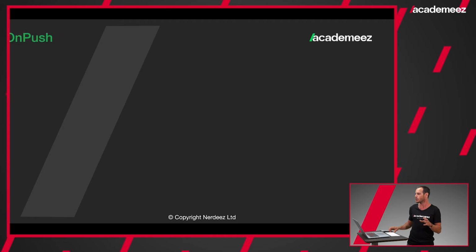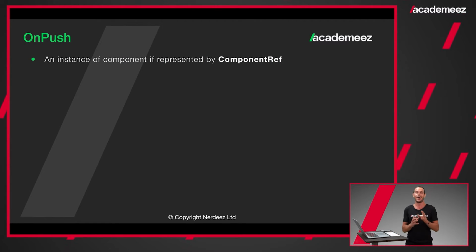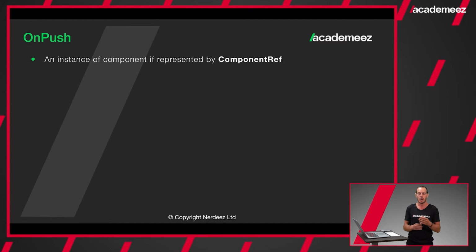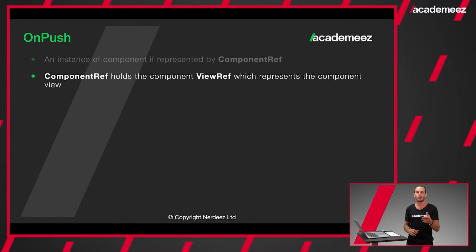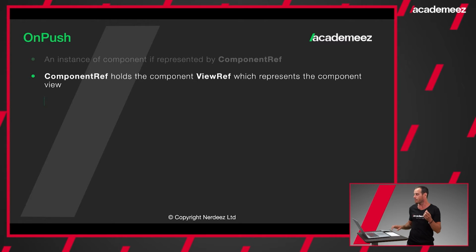Another change detection strategy which we learned about is the OnPush change detection strategy. When a component in Angular is created, it is represented by an instance of a class called ComponentRef. A ComponentRef holds a class called ViewRef, which represents the view of the component. It holds, for example, the template and the bound values that we bind to the template. And the ViewRef holds a dirty flag.